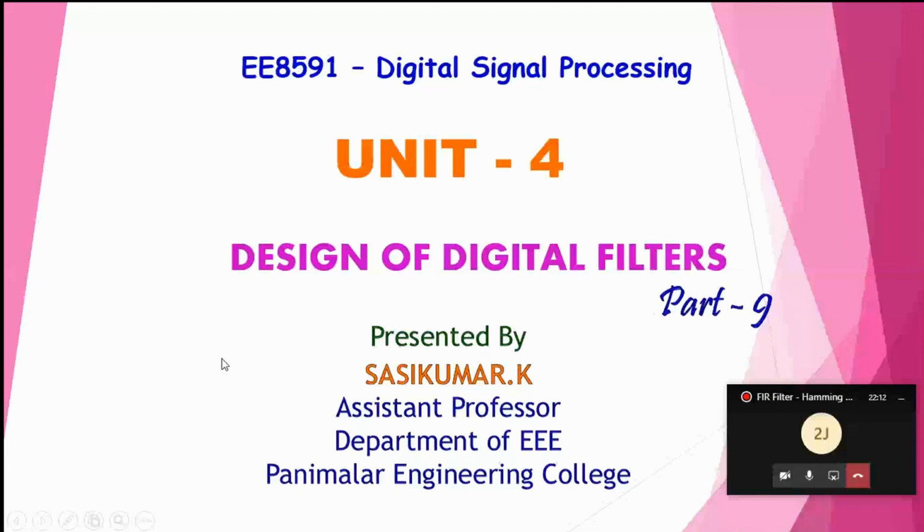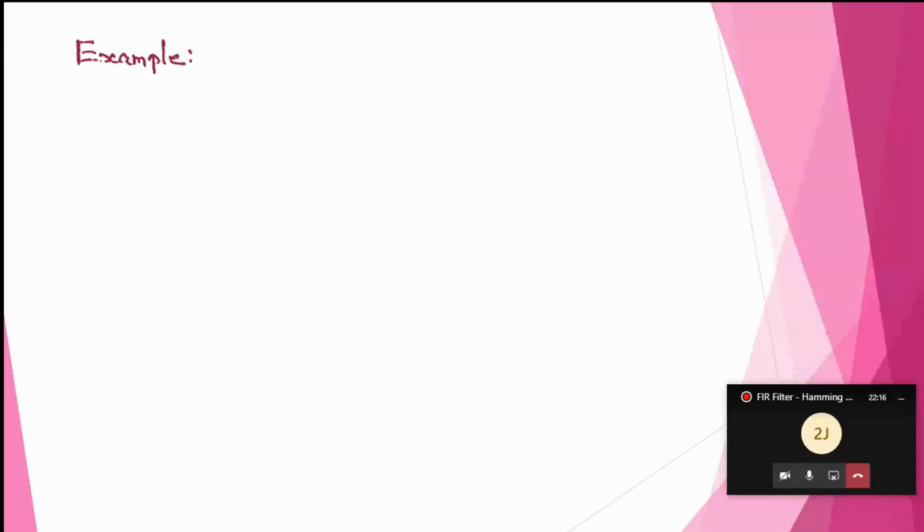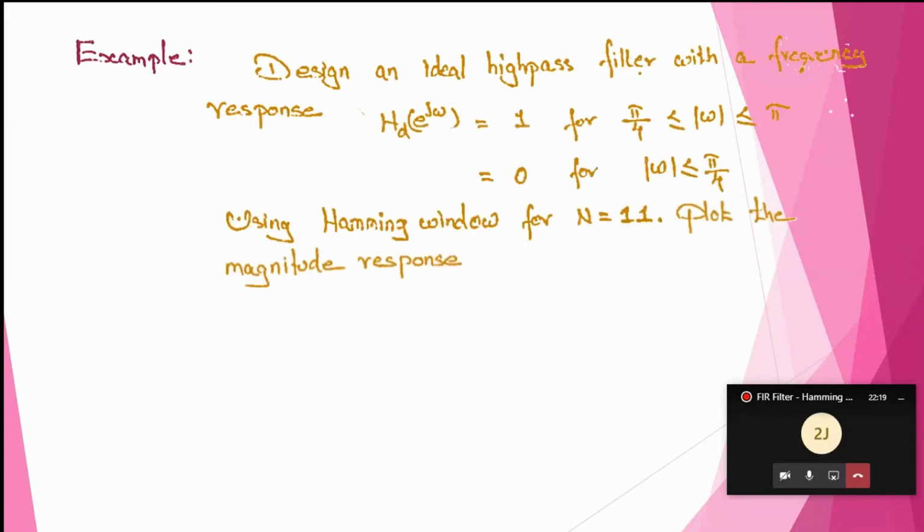Today we are going to see a Hamming window. This is an assignment question that was posted in the last session. You can see the question presented here. It is an ideal high pass filter, which is shown here.